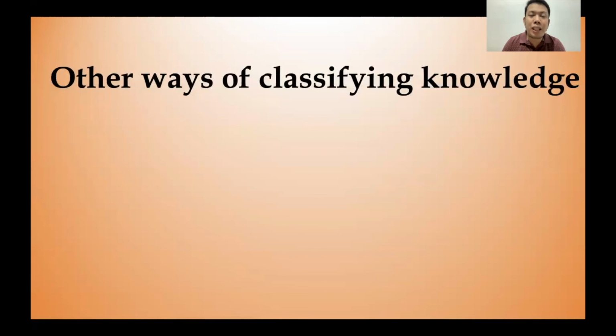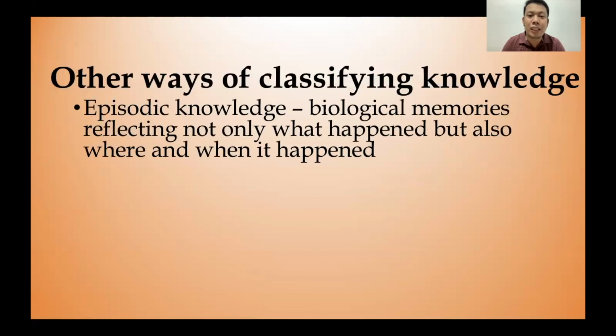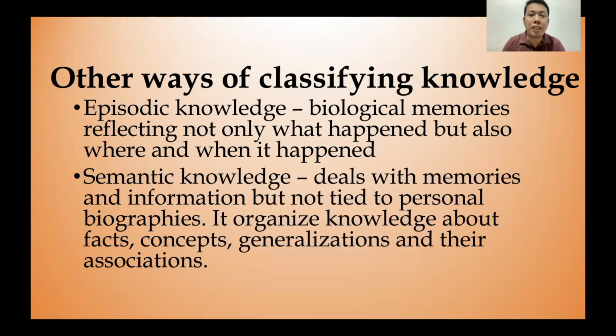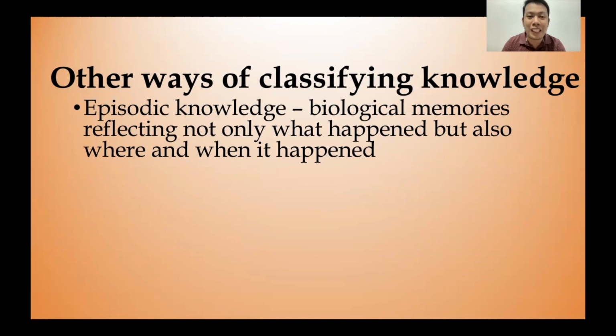So there are other ways of classifying knowledge. Episodic knowledge: biographical memories, reflecting not only what happened, but also where and when it happened. Can you still recall what happened to you when you were 4 years old, 5 years old, 7 years old? When and where? Something like that. Another one is semantic knowledge. Well, I would like to go back to episodic knowledge.